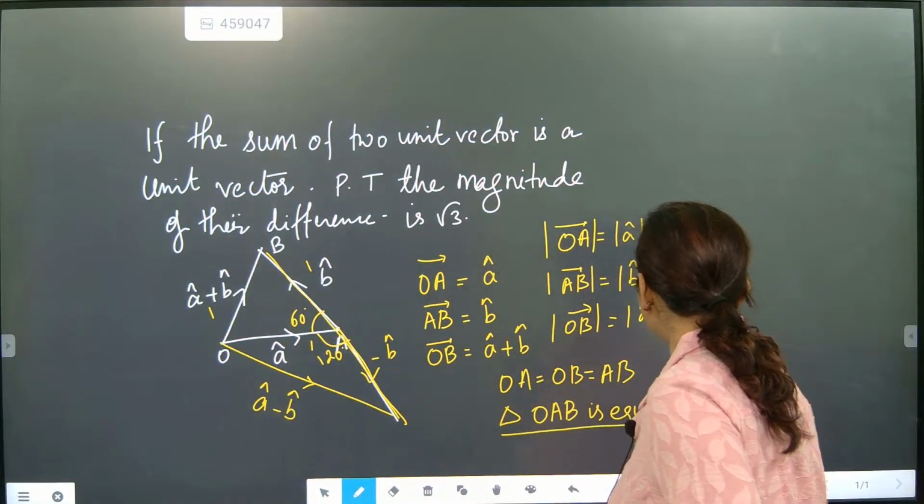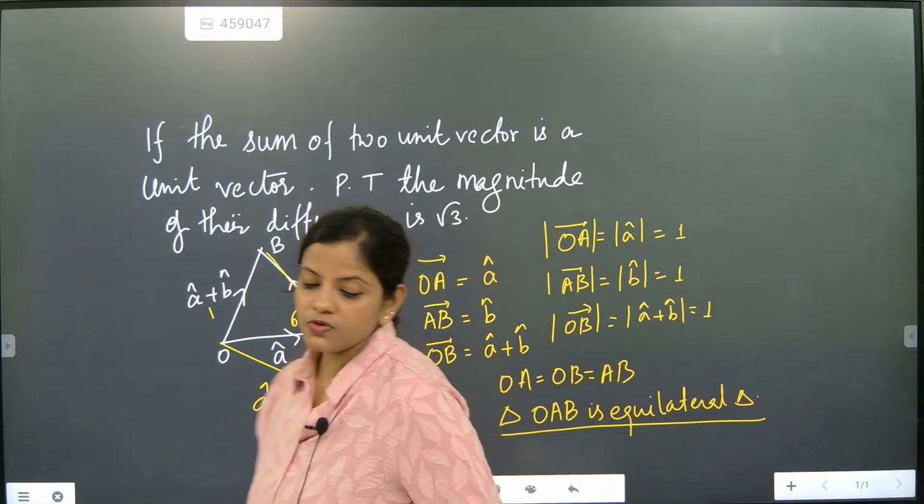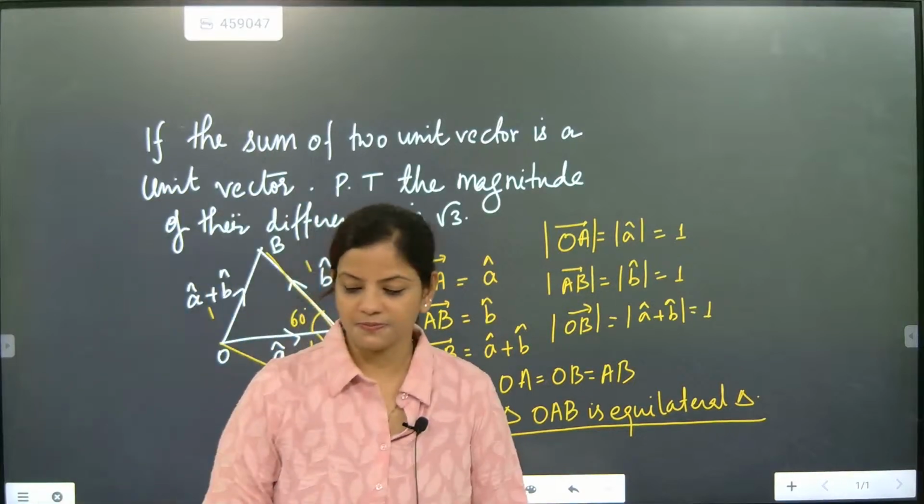Now this is an equilateral triangle. So once you are drawing, no, this is not my personal number.